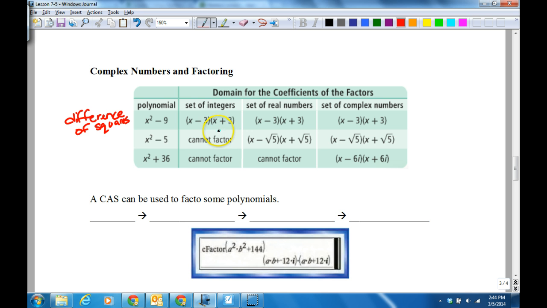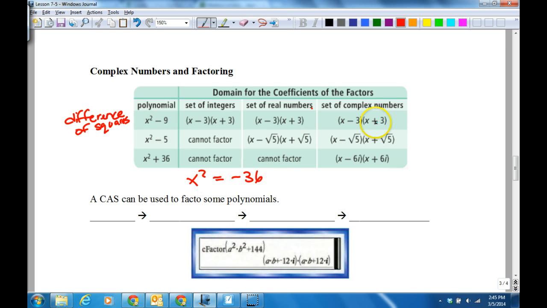Okay. So x squared minus 5. 5 is not a perfect square, so you can't factor it, right? So in terms of integers, it doesn't factor, but if you had it in square roots, yeah, it still factors. And so the complex numbers are this. But x squared plus 36, it can't factor for integers or real numbers, but look, x squared equals negative 36 if you were to solve for it. And then the square root of a negative number, right? Okay?